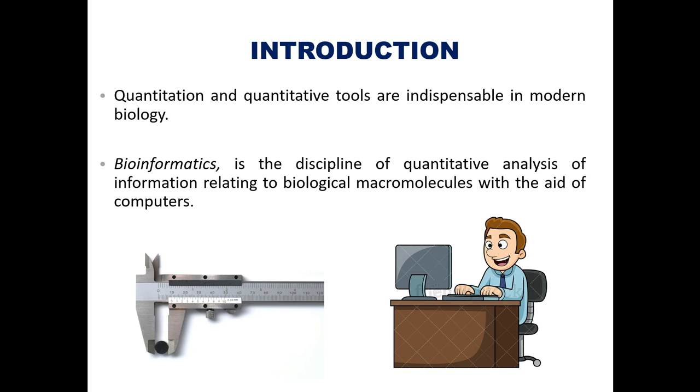And in modern biology, we have an enormous amount of data. We are determining the sequence of DNA. We are determining the sequence of protein, and a large amount of data is being generated, right? So in order to analyze that data, we require some system, some software, which are called quantitative tools. And we also require databases for the storage of that data. So that's why it is said that quantitation and quantitative tools are indispensable in modern biology.